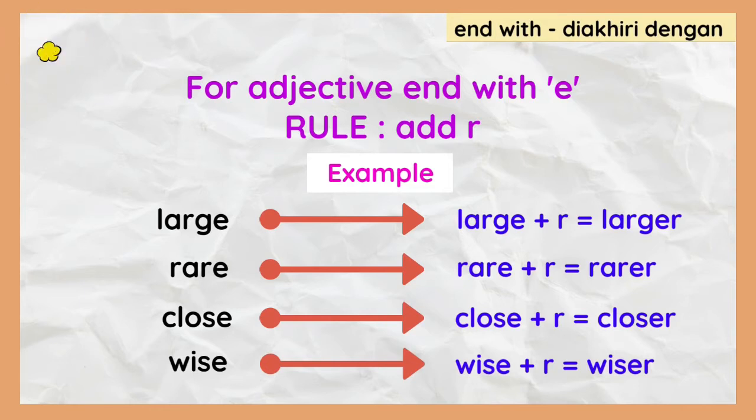So class, the second rule is, for adjective ending with e, we add r. Kita tambah r. For example, large, larger. Rare, it become rarer. Close, it become closer. Wise, it become wiser.